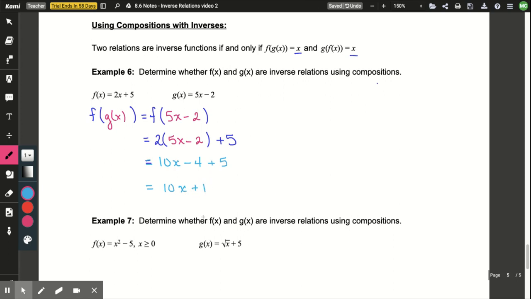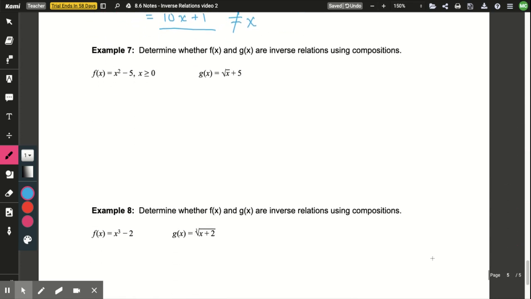Now, if these two were inverses of each other, when I did this composition, I would have to get just an x as the answer here. Now, since this is not x, then that means that these are not inverses. It looks like it says net. There we go, not inverses. Because I found that they were not inverses with the first composition, I don't have to try this second composition. I can already determine that these two are not inverse functions.